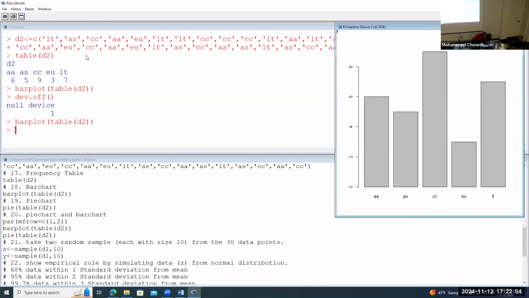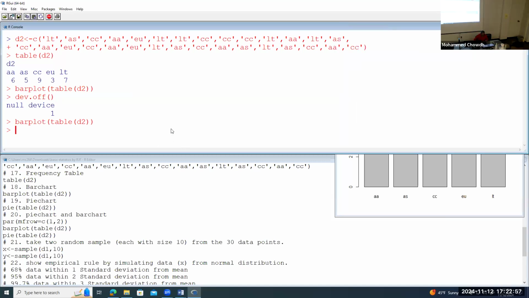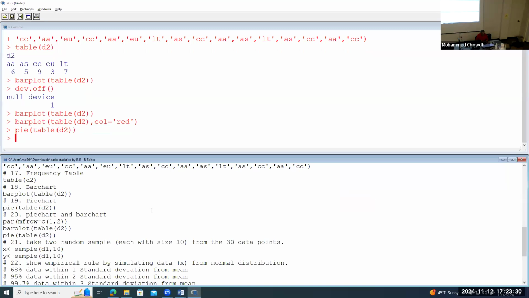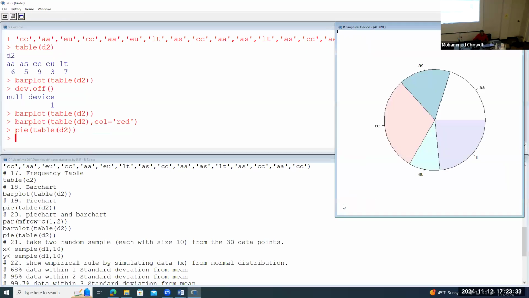If I want to change the color of it, I can go there and put col equal to, if I put here red, and then if I enter it in there, so that is the red. Color, and the pie chart has a default color, whatever type. If you run this, you will get this type of color. That is the pie chart.